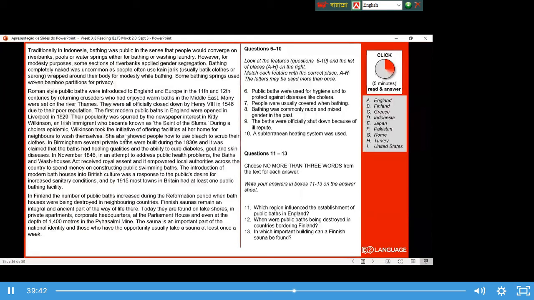Number 11: which region influenced the establishment of public baths in England? Here you can see Roman-style public baths were introduced to England and Europe in the 11th-12th centuries by returning crusaders who had enjoyed warm baths in the Middle East. So Middle East is the answer.